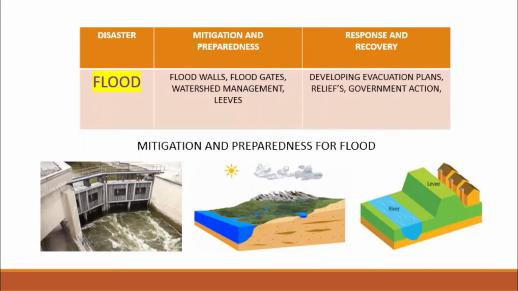Mitigation and preparedness can be done by construction of flood walls, observation of floodgates, watershed management projects, and erecting the levees. Here you can see the image of flood walls. This is watershed management and this is levees. It is a barrier constructed of soil or other material to prevent the entrance of water into the towns or cities.